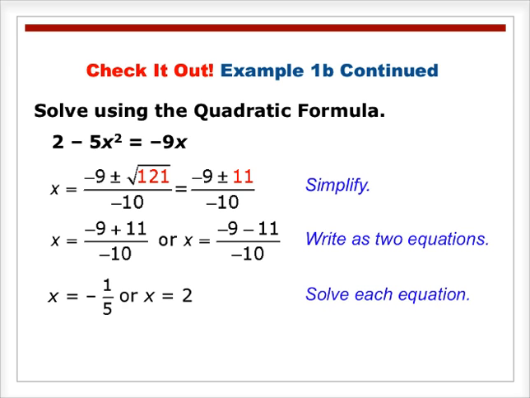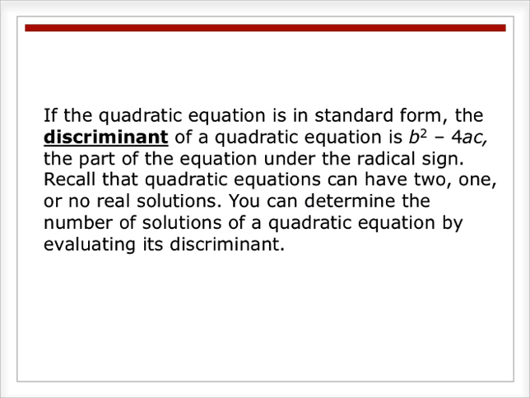Now in all these cases we've had two solutions for our quadratics, but as you know the parabola doesn't necessarily need to cross the x-axis in two places. Sometimes the parabola won't touch at all and sometimes it just touches it once, and that's when we use something called the discriminant. The discriminant is that part inside the radical, b squared minus 4ac.